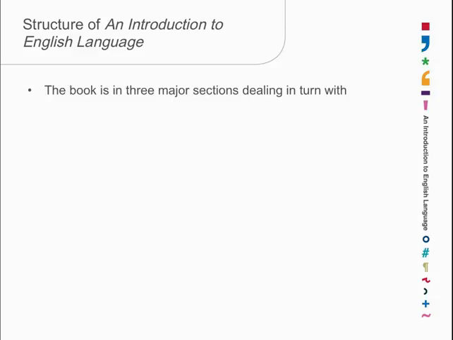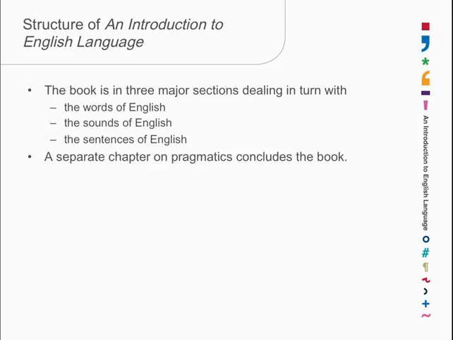So what's the structure of the book? Well, it's in three sections that deal with the words of English, the sounds of English, and the sentences of English, and together these provide an account of English as a code for linking sounds to meanings, English sounds to the kind of meanings that you expect to be linked to those. Obviously, language is a code for transmitting meanings from one person to another primarily by means of sound, but also, of course, of written text.